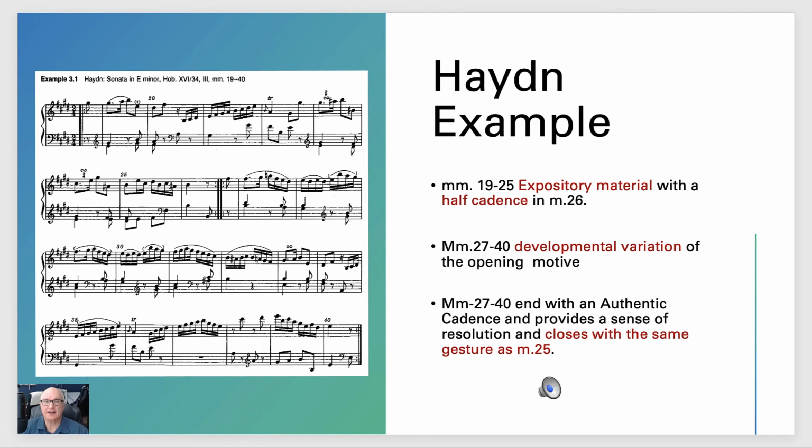And this is from the Sonata in E minor. And what we're going to look for is where the expository material really falls. So this starts at measure 19 of the particular movement, and it goes to measure 40. So listen to this expository material. Cadence. That's a half cadence.